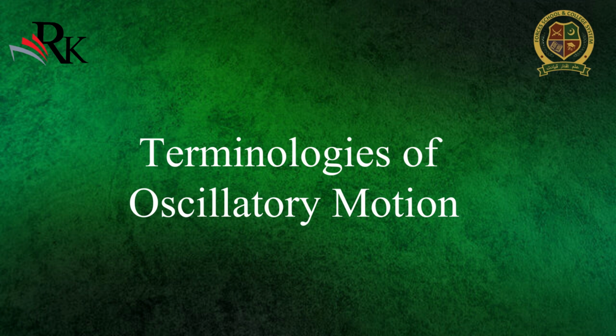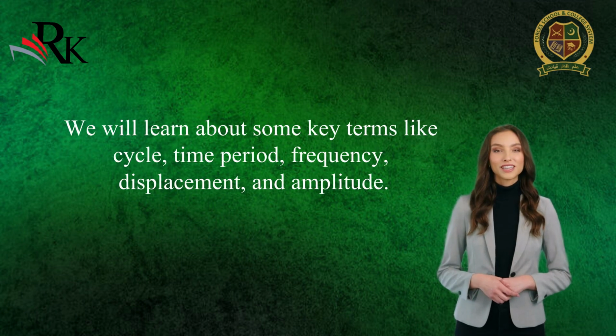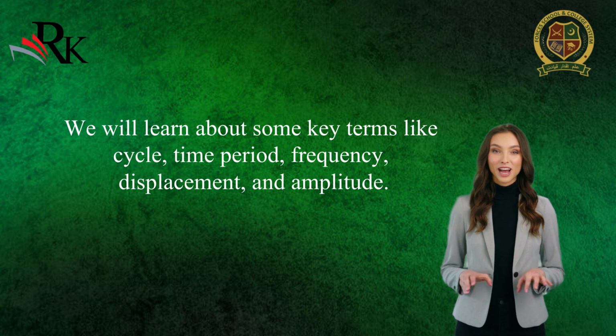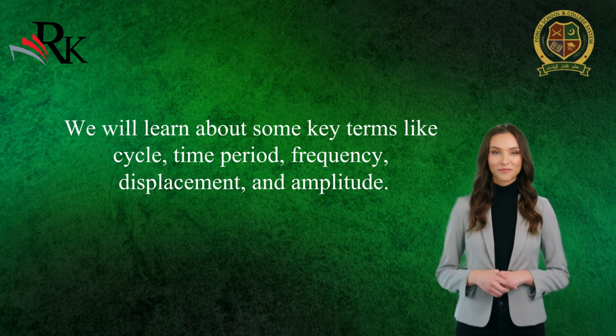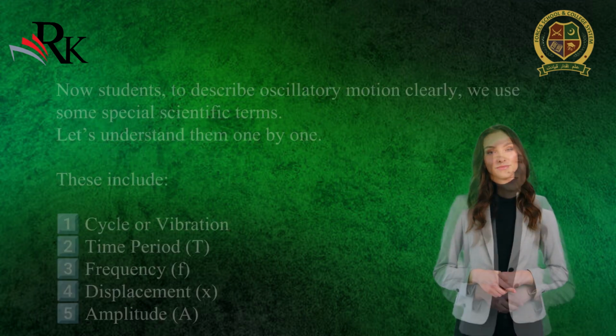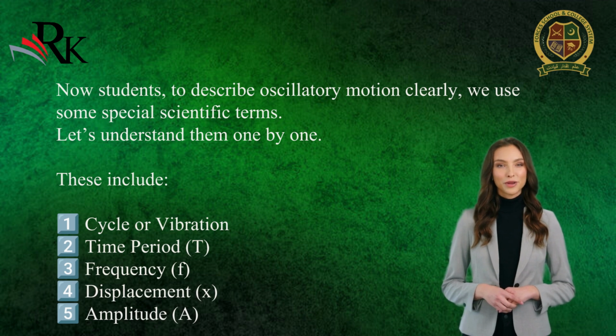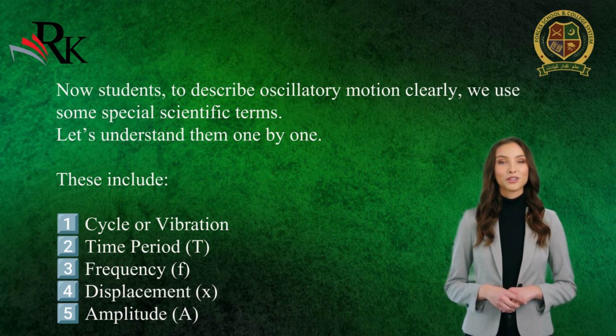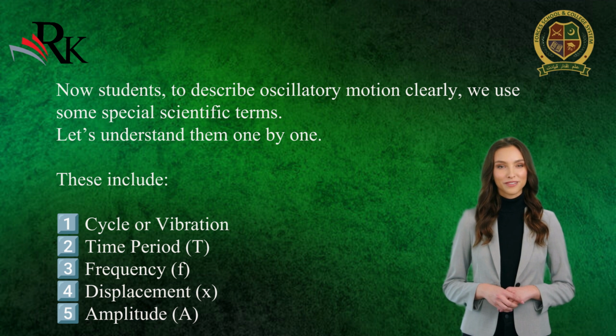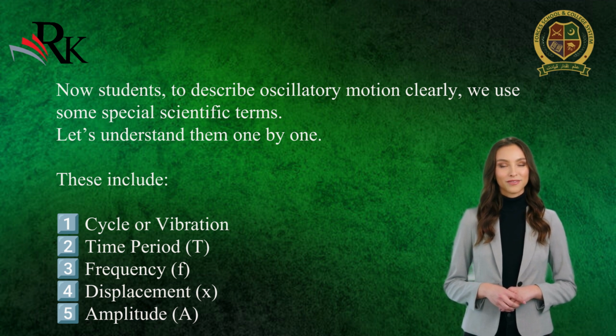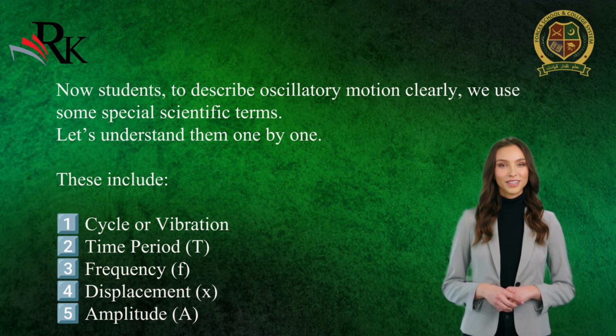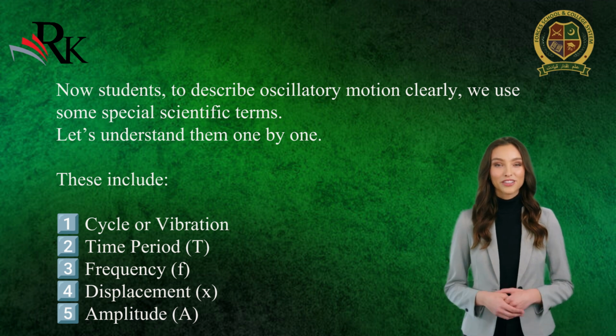Terminologies of oscillatory motion. We will learn about some key terms like cycle, time period, frequency, displacement, and amplitude. Now students, to describe oscillatory motion clearly, we use some special scientific terms. Let's understand them one by one. These include: 1. cycle or vibration, 2. time period, T, 3. frequency, f, 4. displacement, x, 5. amplitude, A.